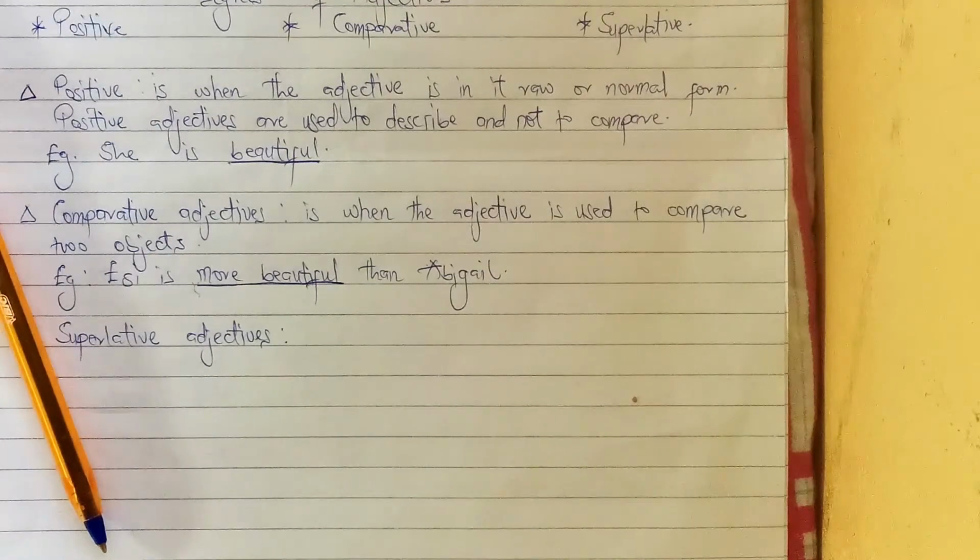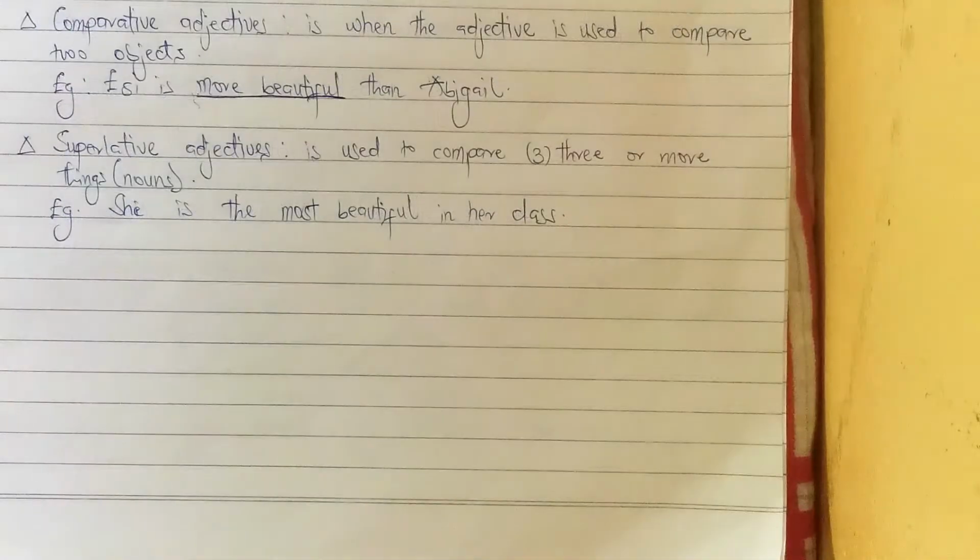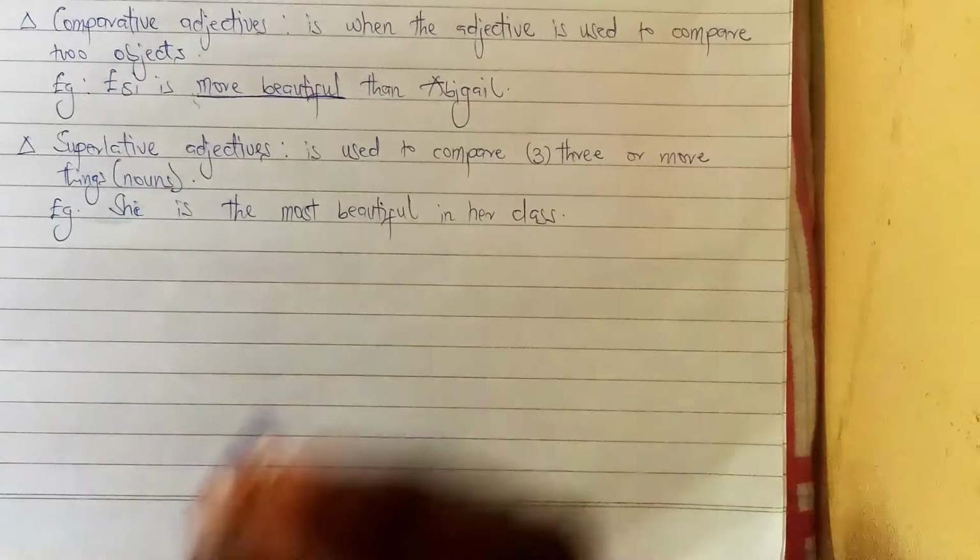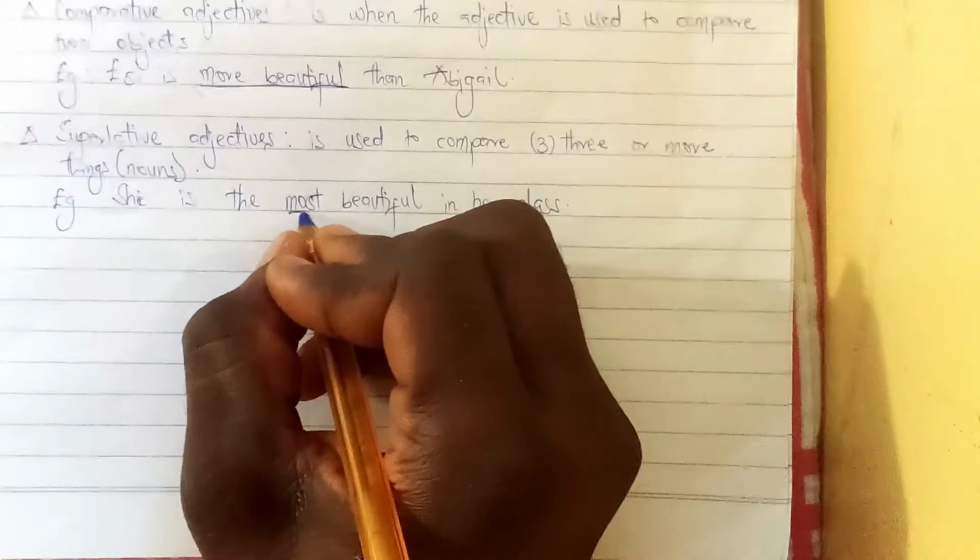The superlative adjective is used when we are comparing three or more things. So when the object we are comparing is more than two, then we use the superlative form. The superlative form is also used to compare things, not to describe things. Example: she is the most beautiful in her class. So we see most beautiful over here.